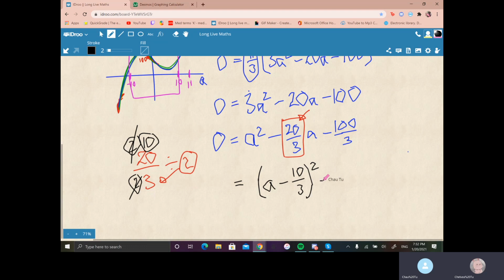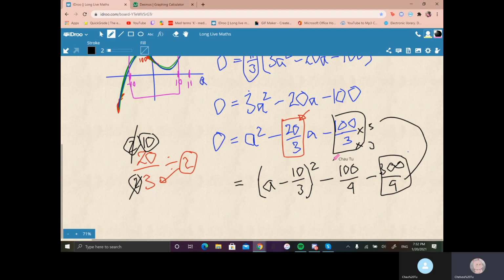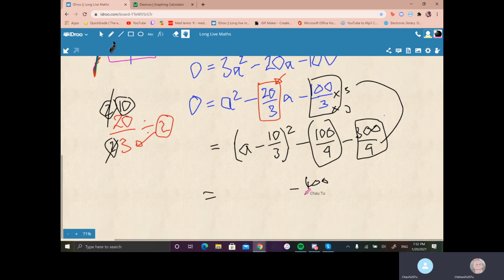So that would be A minus 10 over 3, squared, and then minus 100 over 9. Then you carry minus 100 over 3, which is minus 300 over 9. I'm multiplying top and bottom by 3. And these two then will be negative 400 over 9.